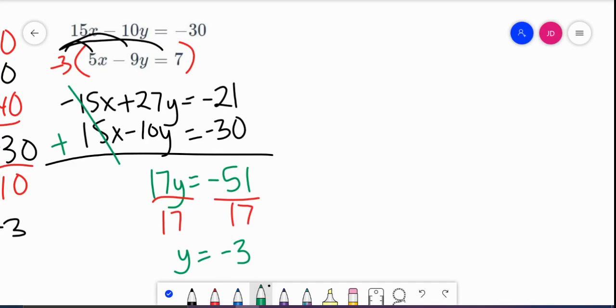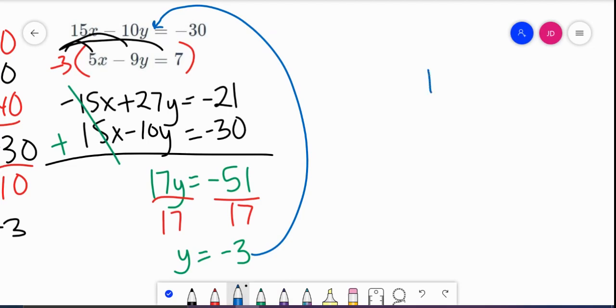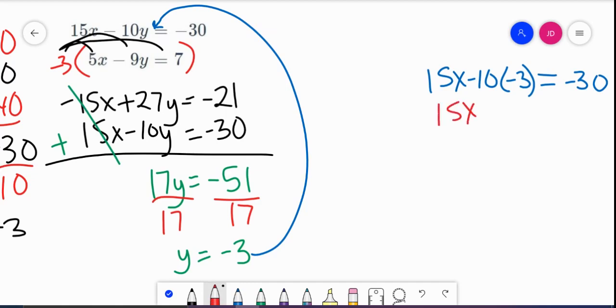Which one am I going to plug it back into? I'm going to plug it back in the top one because I know negative 3 times 10 off the top of my head. So I'm going to plug this back into the y of the top equation, right? So we have 15x minus 10 times negative 3 is negative 30. All right. Negative 10x minus or times negative 3 is positive 30.